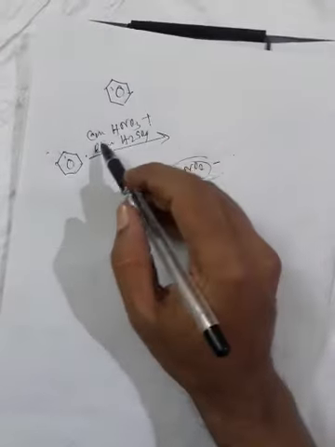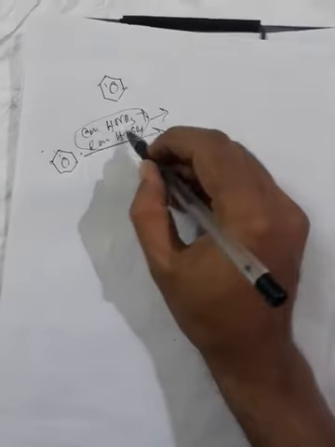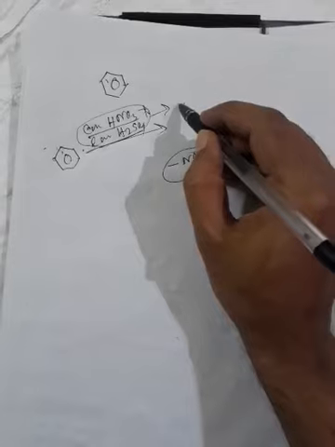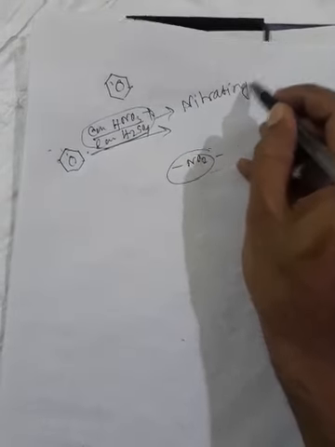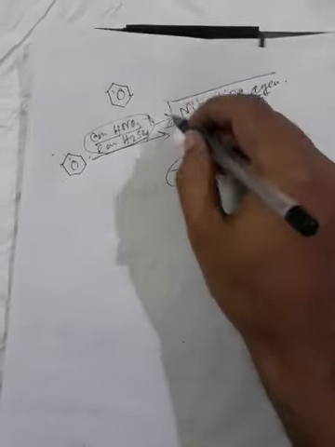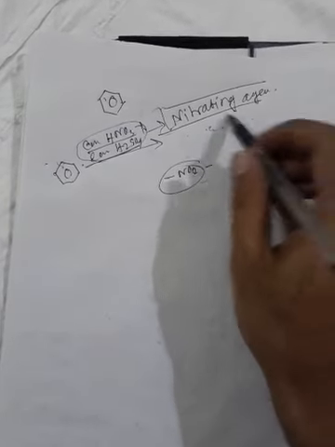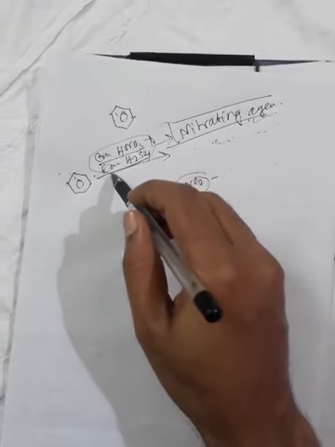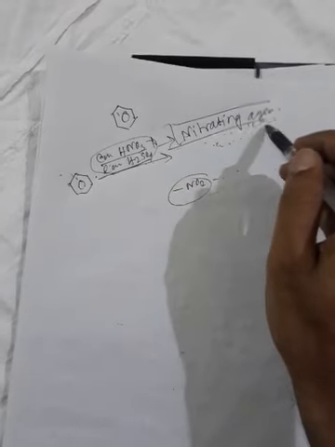This is known as the nitrating agent. Concentrated HNO3 plus concentrated H2SO4 is known as the nitrating agent. Suppose a short question or multiple choice question comes: write down the formula of the nitrating agent. Then concentrated nitric acid and concentrated sulfuric acid is known as the nitrating agent.